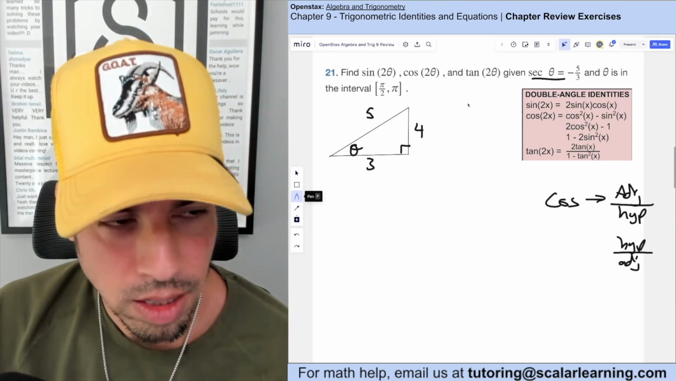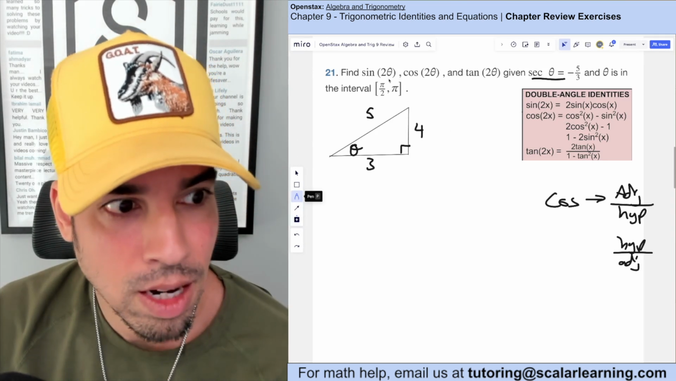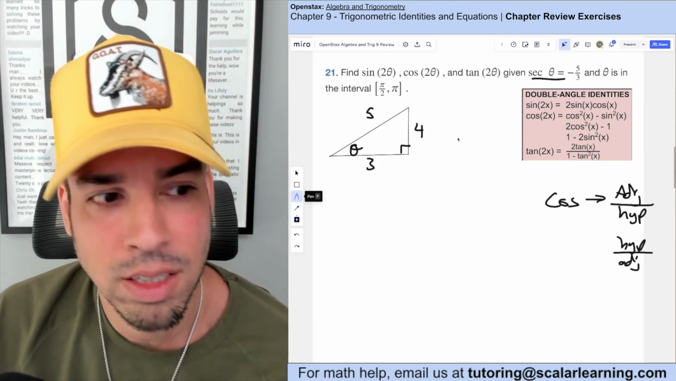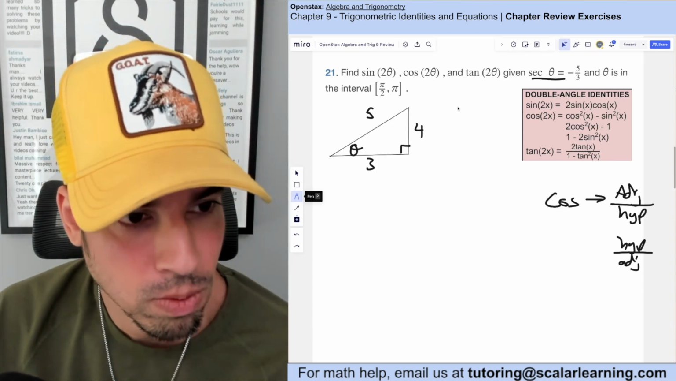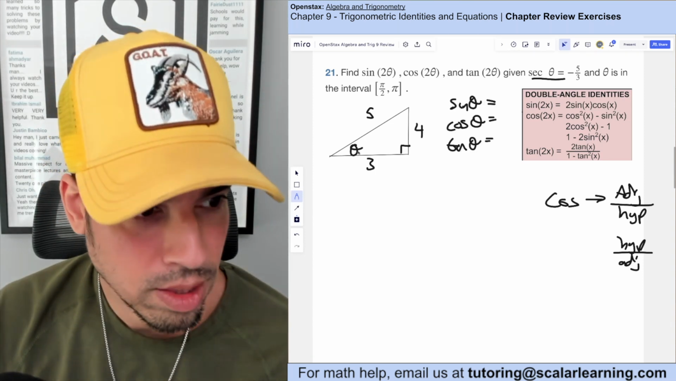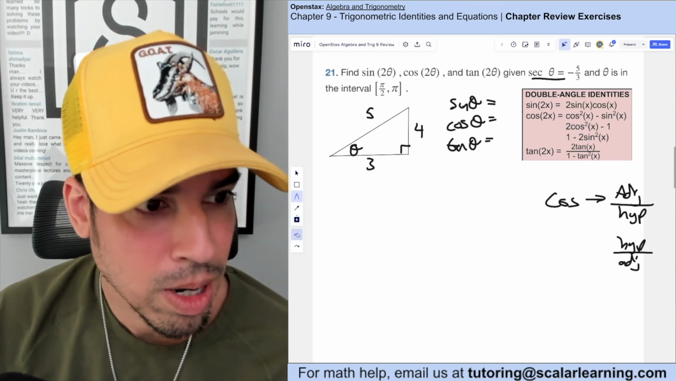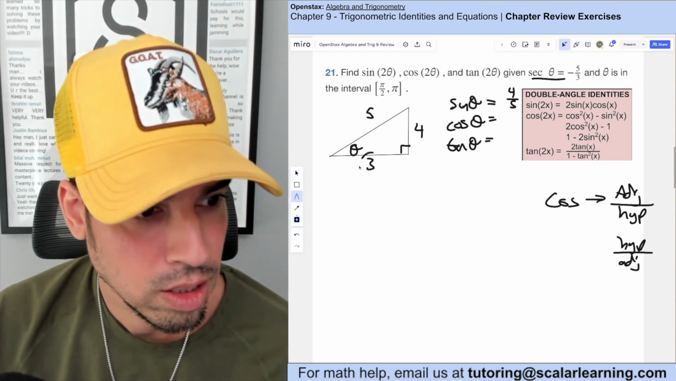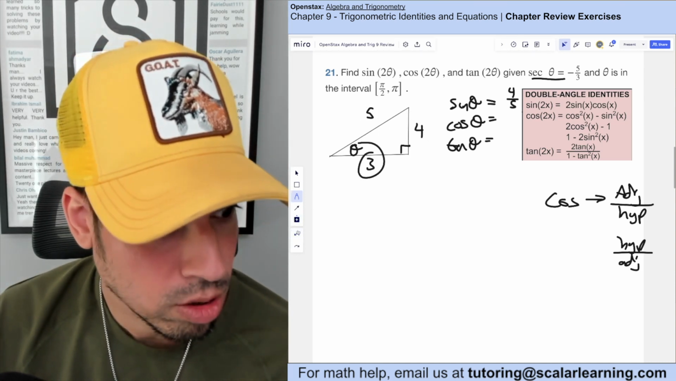Now, to make this easier, I'm going to tell you what sine, cosine, and tangent of theta are. I'm going to write them out. Since sine of theta is opposite over hypotenuse, it's 4/5. Cosine is adjacent over hypotenuse, which is 3/5.